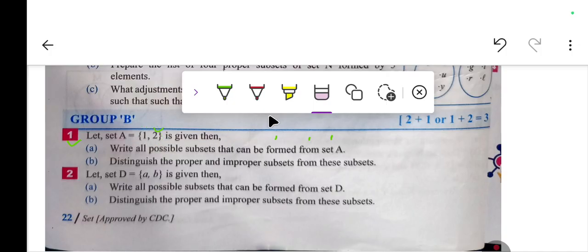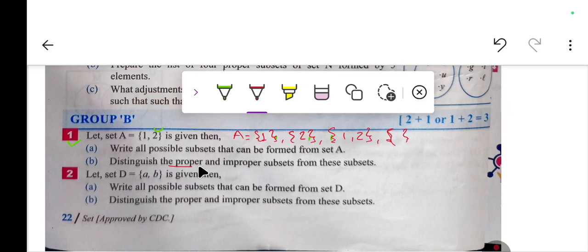Let us see another question now. B. Let me take the red one. Distinguish the proper and the improper subsets from these sets. Proper and improper, it's very easy to distinguish. Let me write it again. A is equal to, what was the set? {1, 2}. The possible subsets are {1}, {2}, the third one is {1, 2}, and the fourth one is phi. So this is the thing.